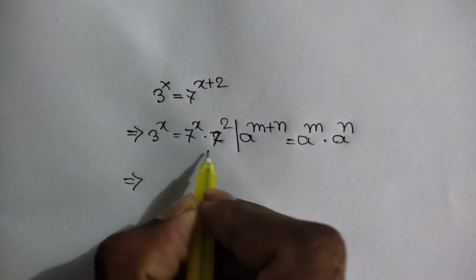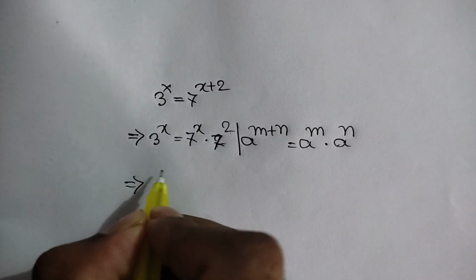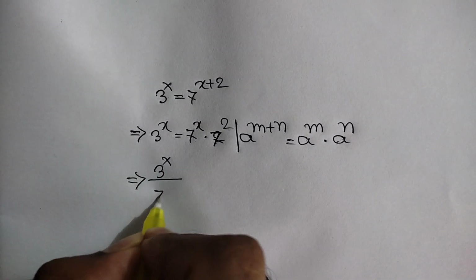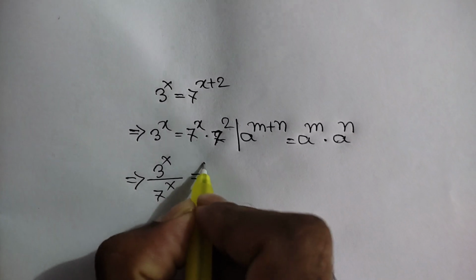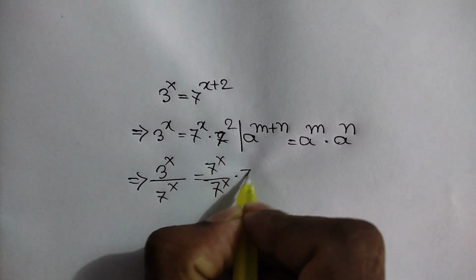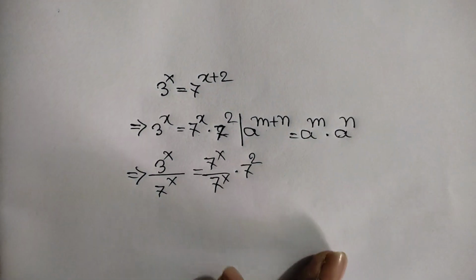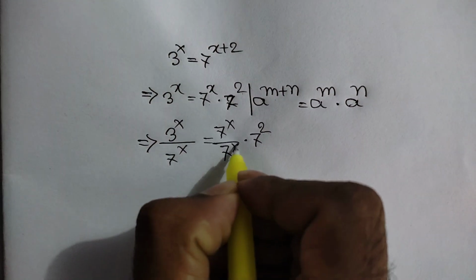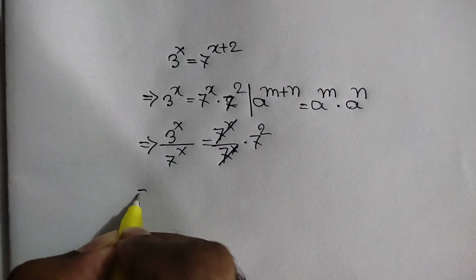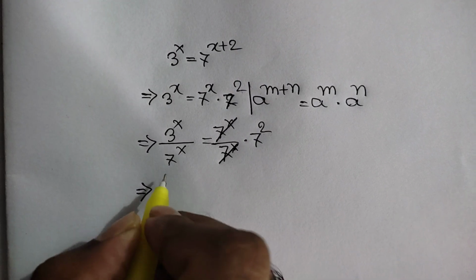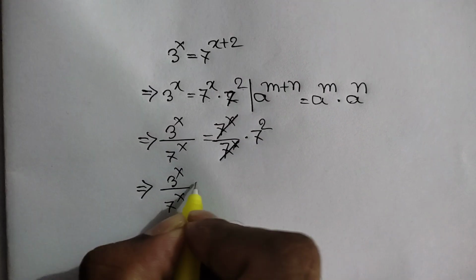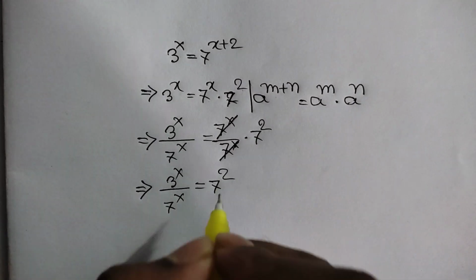here we can divide by 7 to the power x on both sides, so we can write 3 to the power x divided by 7 to the power x is equal to 7 to the power x divided by 7 to the power x times 7 square. This 7 to the power x cancels out this 7 to the power x, so we can write 3 to the power x by 7 to the power x is equal to 7 square.